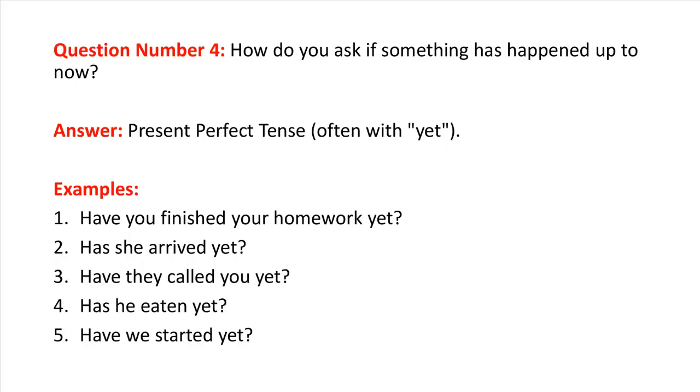Question number 4. How do you ask if something has happened up to now? Answer, present perfect tense, often with yet. Examples. Have you finished your homework yet? Has she arrived yet? Have they called you yet? Has he eaten yet? Have we started yet?